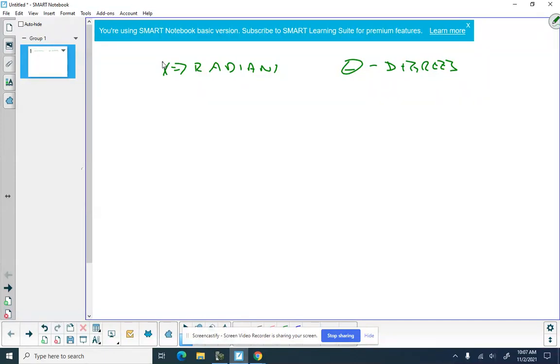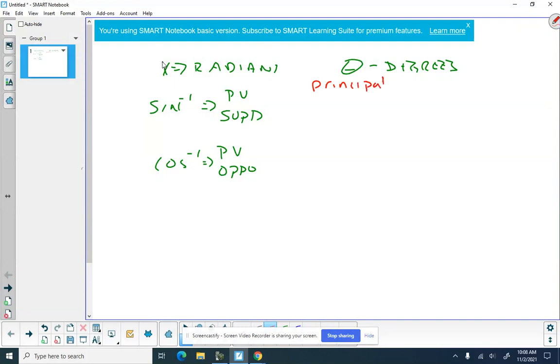When you're dealing with inverse sine, you've got two values that you're going to be dealing with. You have the principal value and its supplement. When you're dealing with the inverse cosine, you have the principal value and the opposite. When you're dealing with a principal value, this is your calculator value. So when you're looking at your principal value, you're looking at your calculator value.